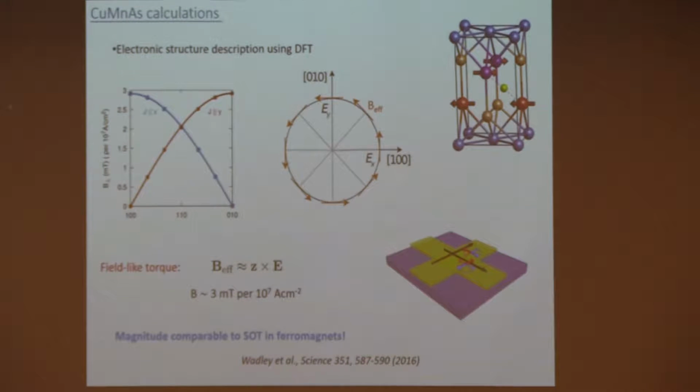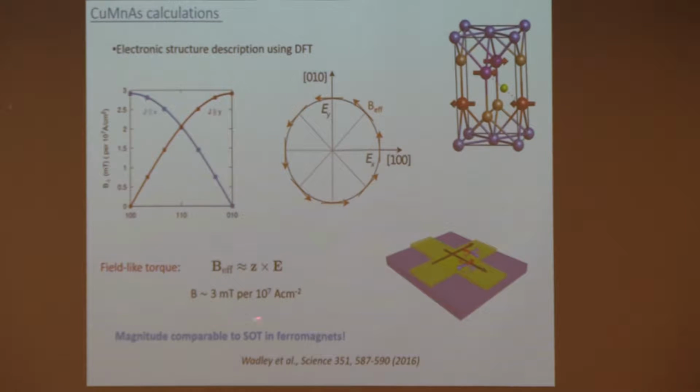So here I show some calculations, and we first did the calculation for manganese gold. I'll just show here copper manganese arsenide because it has actually the same symmetry, and this is the material where the experiments were done. And so when we calculate the effective field, we find that it has this Rashba-like symmetry, so it is always perpendicular to the applied electric field, and it lies in plane. And it can be written approximately by this formula, and I will talk more about why it has precisely this formula.